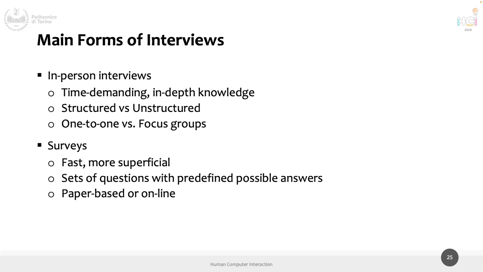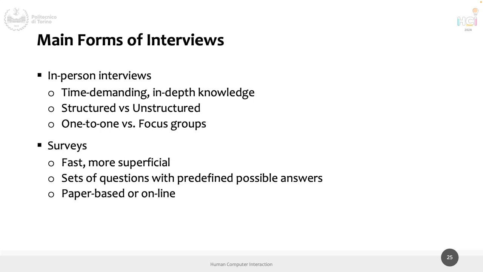Because in a one-on-one interview, there is you and the person, and that's it. In a group interview, you can have some people who speak more and some who speak less, and you don't want to hear always from the same three people. You want to hear from everybody. So it's the interviewer who calibrates who is speaking and who you want to listen to, in a kind way. We are not going to talk too much about focus groups. We are going to focus on one-to-one interviews.